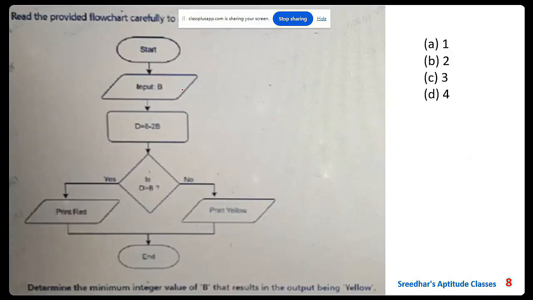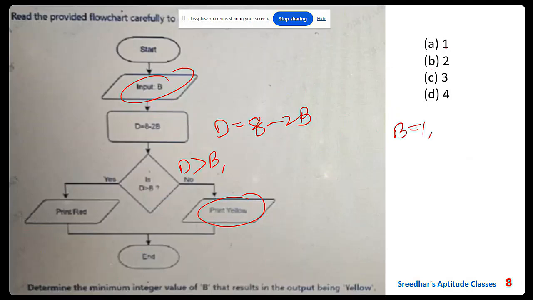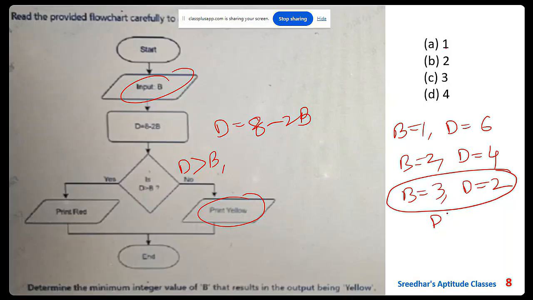Okay, quickly. So first of all, input is B and D is 8 minus 2B. If D greater than B is no, then output will be yellow. So by trial and error method, I have given different values for B. If I give B is equal to 1, I got D as 6. If I give B is equal to 2, I got D as 4. If I give B is equal to 3, I got D as 2. So in this case, as D greater than B is becoming no, that will result in yellow. Because when D greater than B is no, you will get yellow. So therefore, to print yellow, the minimum value of B is 3. I hope you understood.